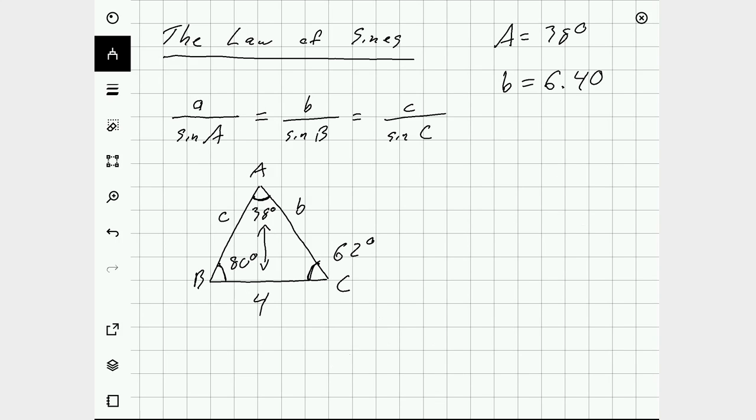I'm going to stick with my side a over the sine of angle A because I trust my calculation of angle A a lot more than I trust my calculation of side b. But now I'll ignore the middle part of this three-part equation and write that this is equal to side c over the sine of angle C, which is 62 degrees. Multiply both sides of this equation by sine of 62.